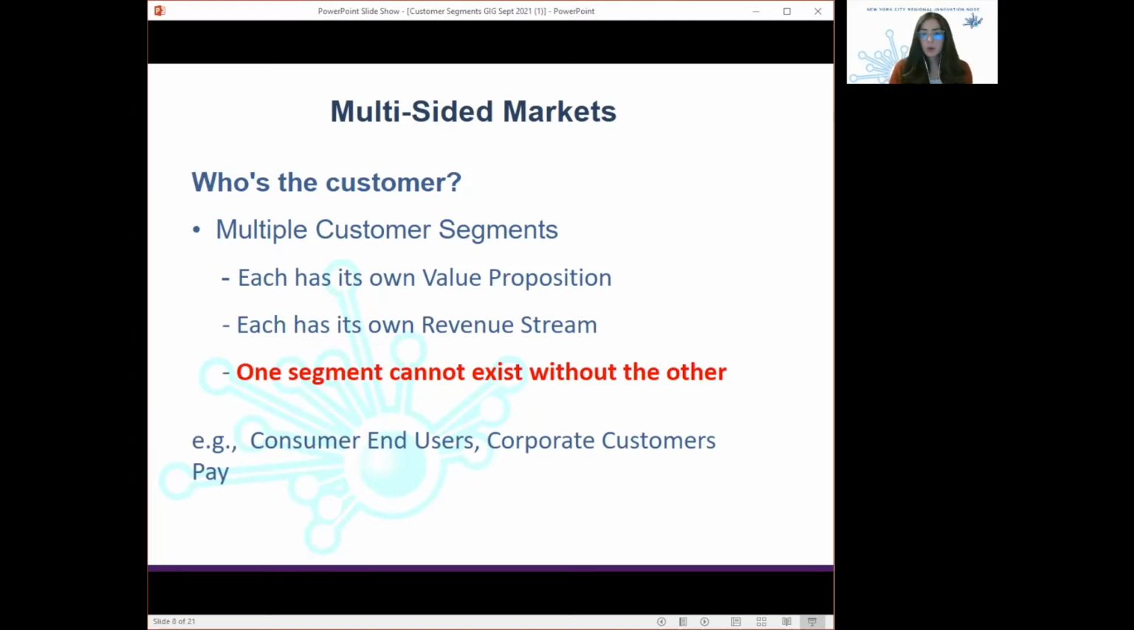Now, what happens if you have a multi-sided market? Who's the customer? And the answer is both sides of the customer. Each is going to have their own value proposition and their own revenue stream. The main way to determine if you have a multi-sided market is if one side cannot exist without the other. An example of this is for mobile apps where the consumer is the end user and maybe the corporate customer is the payer.